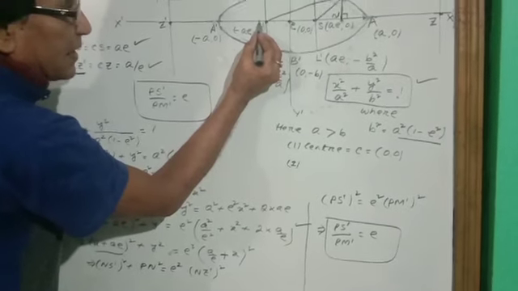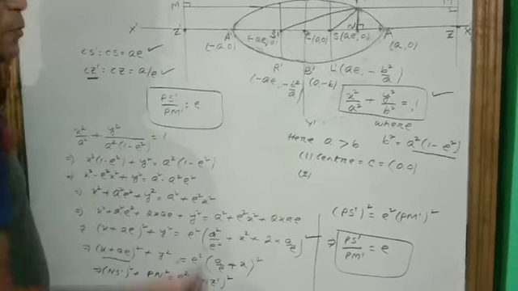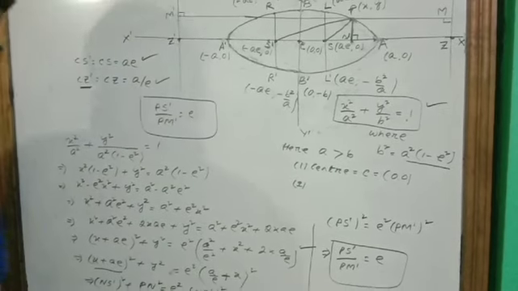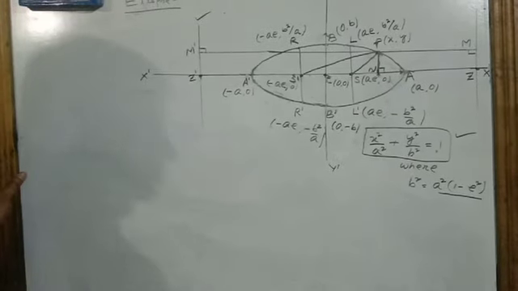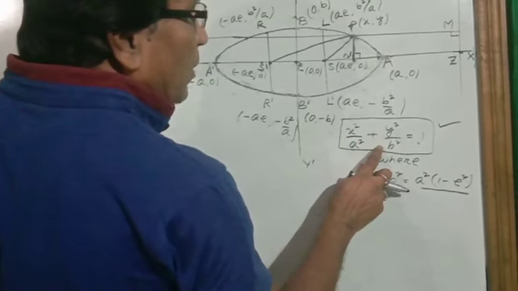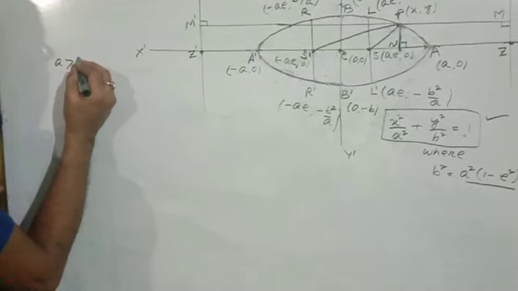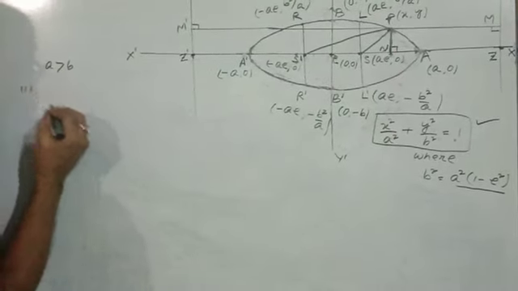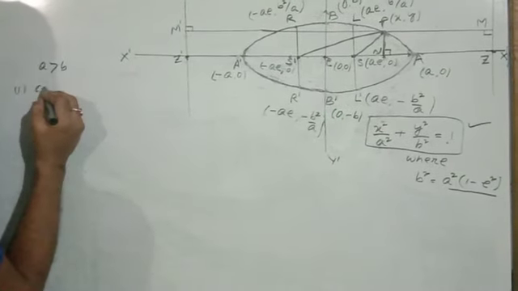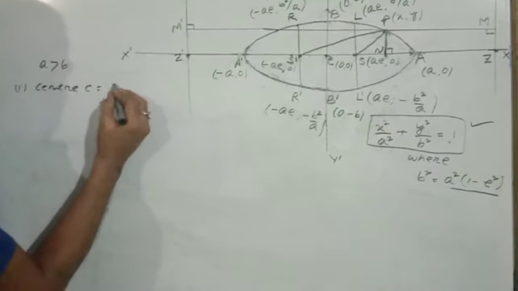Hence S' is the second focus and Z'M' is the second directrix. So we are getting that if the equation of the ellipse is x square by a square plus y square by b square is equal to 1, where a is greater than b, then the center C is 0, 0.